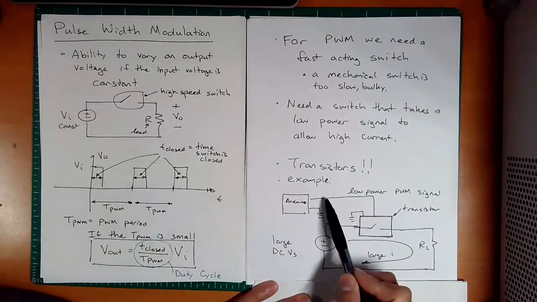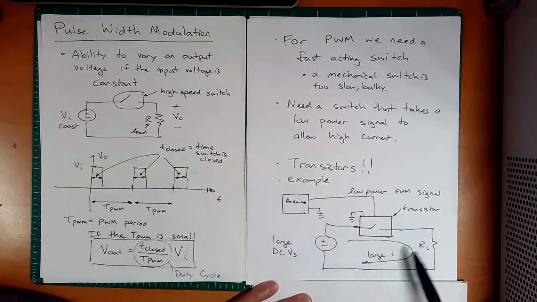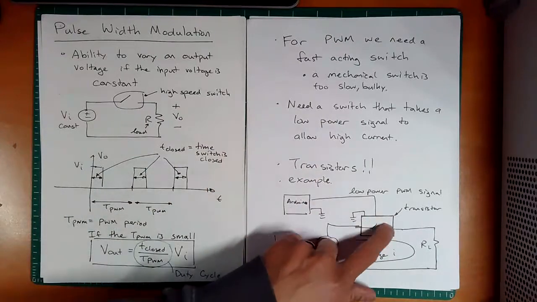So this little signal is a square wave, right? And then this opens and closes like a square wave, all right? So I hope you have a big picture understanding of what's going on with PWM and why transistors are useful.